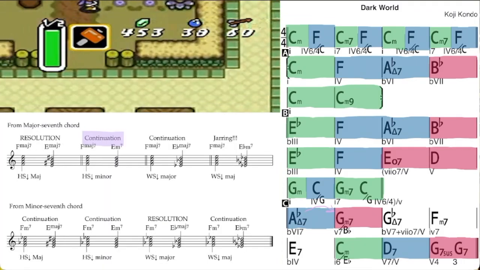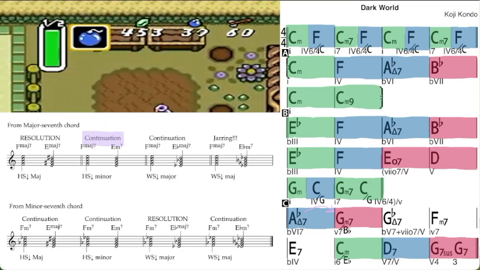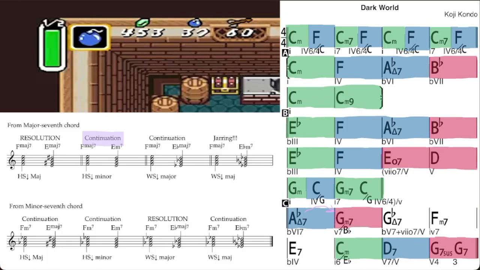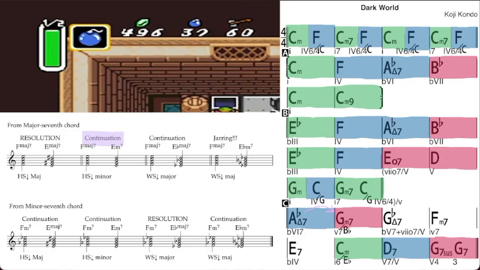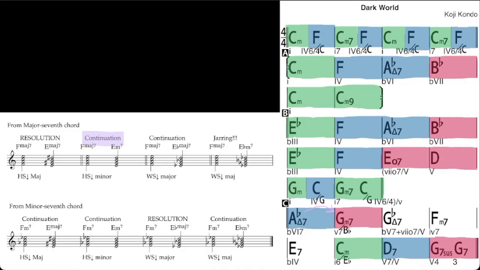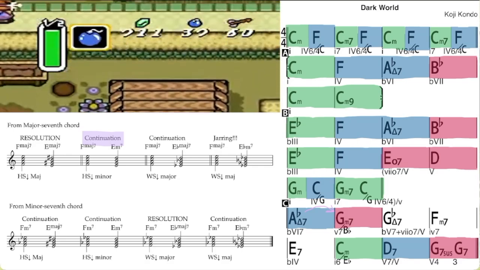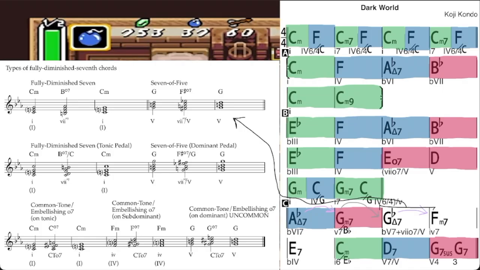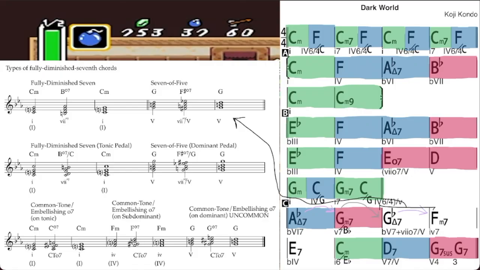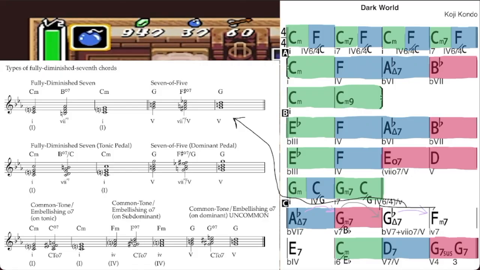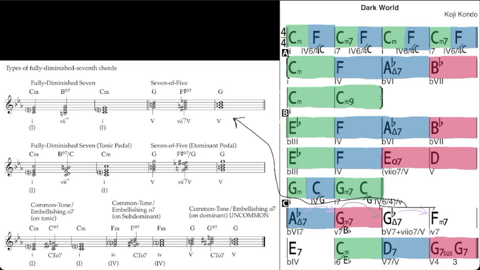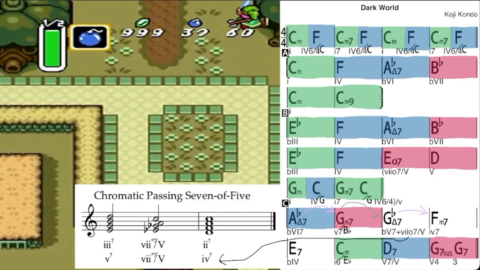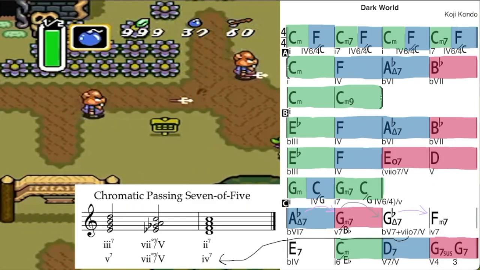Well, I think it's two things. I think it is a major 7 chord that is moving down a half step to a minor 7 chord. But we also have all the notes of a fully diminished chord as well. And that would be a 7 of 5, and it would be a 7 of 5 moving to 4. So it would be kind of like a chromatic passing 7 of 5.